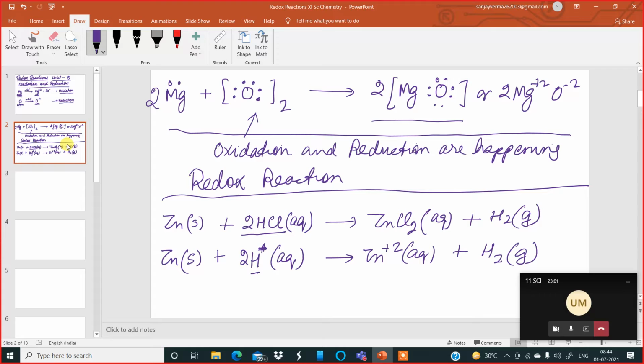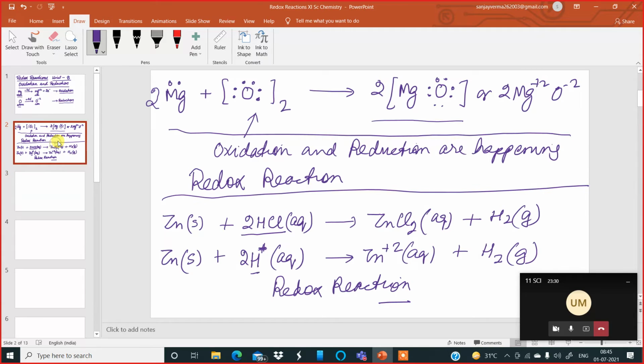So here in this reaction, the hydrogen ion is receiving electrons, and the zinc metal is giving away electrons. So this is also an example of a redox reaction. I think this is clear to you now. Okay, the second example.